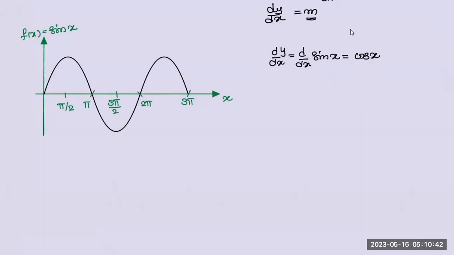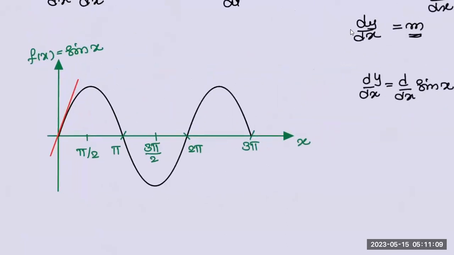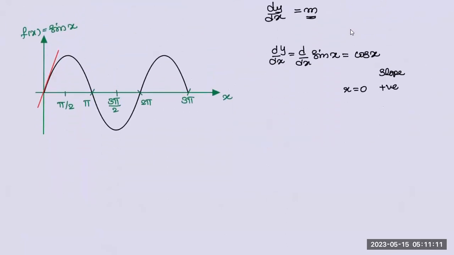Now we try to understand this. Let us put some value, x is equal to 0. What I'm doing right now is that I'm not using this; I'm simply using my sense. At x is equal to 0, my sense says that the slope is positive. Check it. If you want to find the slope of any curve, simply draw a tangent, right? Let us use red color just for the tangent. So at x is equal to 0, the slope is positive.